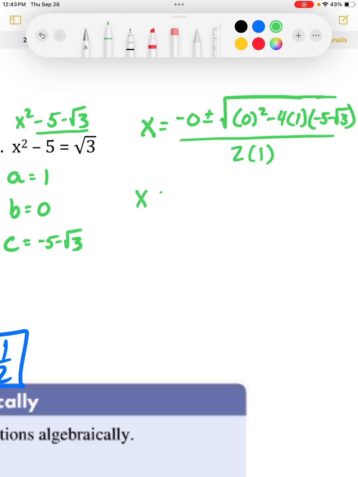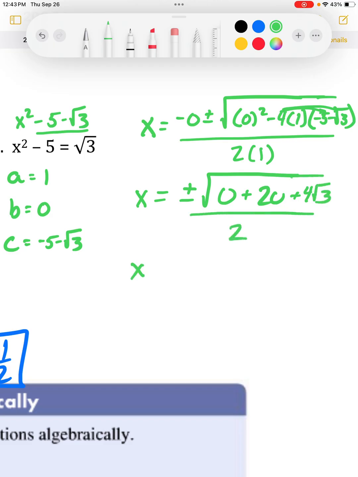Well, the 0 out in front is not going to make much of a difference, so we just have plus or minus the square root of 0 plus 20, because I'm going to distribute this out, plus 4 root 3, all over 2. Well, 0 plus anything is that thing, so we have plus or minus the square root of 20 plus 4 root 3 over 2.